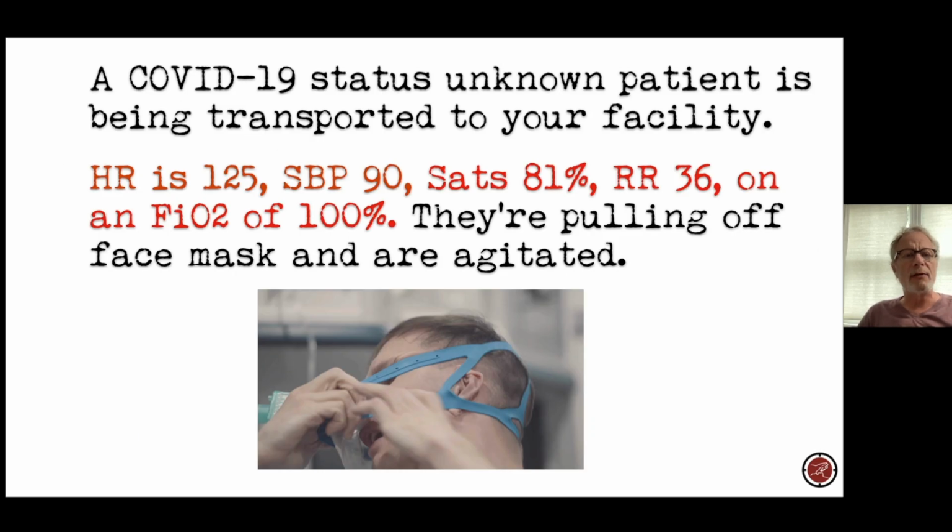Let's start off with a case: a COVID-19 status unknown patient, and they're coming to your institution and they're sick. Their heart rate's 125, their systolic blood pressure is 90, SATs are 81%, respiratory rate's 36, and they're trying to give them an FiO2 of 100% using a flow-based CPAP mask, but they're agitated and pulling off the mask.